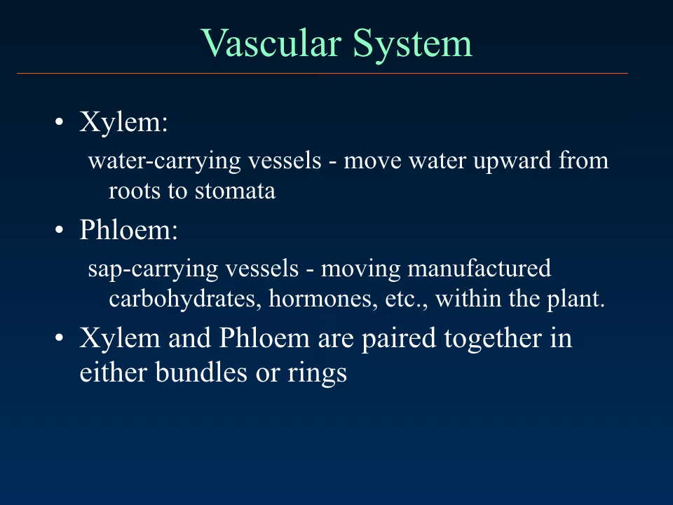Phloem, P-H-L-O-E-M, phloem, carries the sap, or the sugars that are produced in the leaves, and it moves it primarily downward to the root system. It also is moving hormones and some other things throughout the plant. It can work as a two-way street, but its primary movement is downward toward the roots. So xylem moves water up, and phloem moves food downward. And they're paired together in bundles or rings, as we have seen in the previous slide.